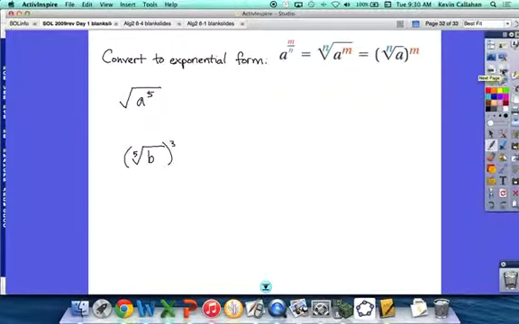Okay, convert these radicals to rational exponents. What is this one going to look like? Right, it's going to be a raised to a fraction as a power. What is the denominator of the fraction? 2, because this has a little invisible 2. And then what's in the numerator? 5. And then how about this one? This is b to the 3/5.